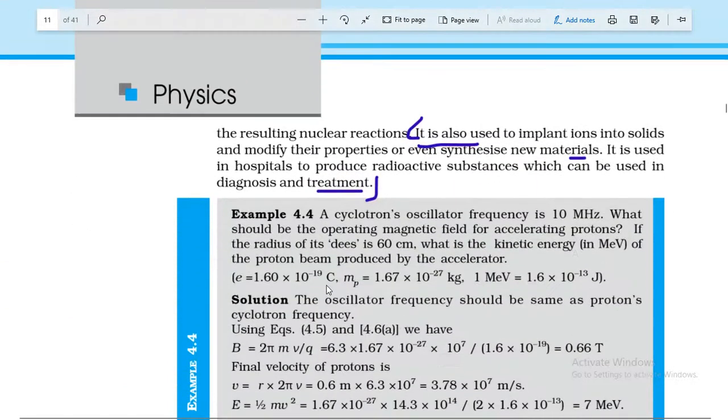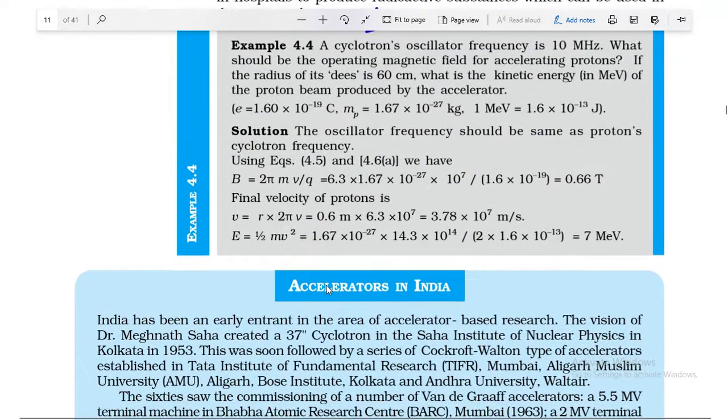Now we are going to solve this question given in example 4.4. You can see here example 4.4. So let's solve this question. A cyclotron's oscillator frequency is 10 megahertz. What should be the operating magnetic field for accelerating protons if the radius of its D is 60 centimeter? And what is the kinetic energy in million electron volt of the proton beam produced by the accelerator?